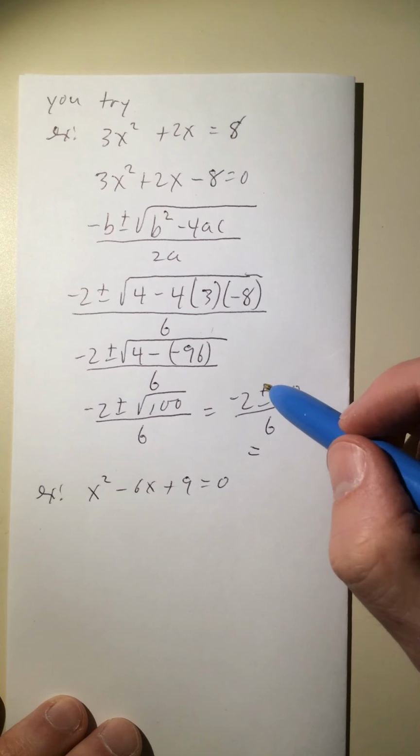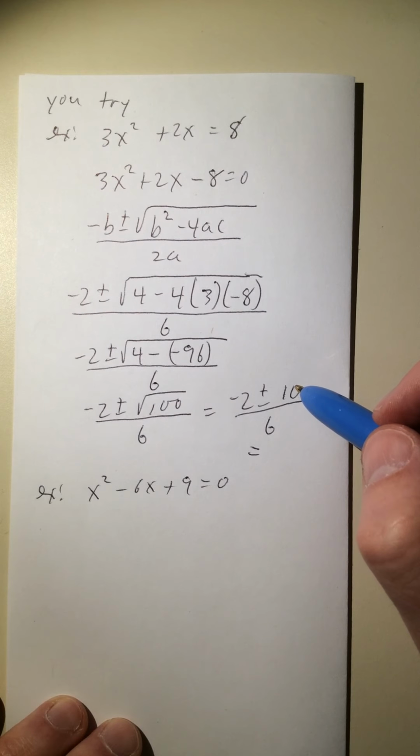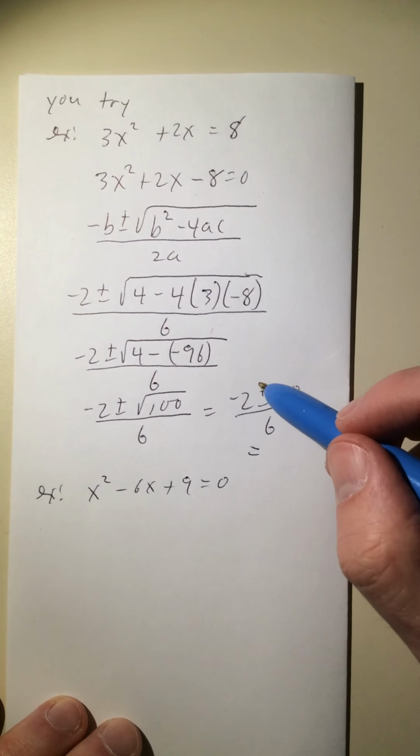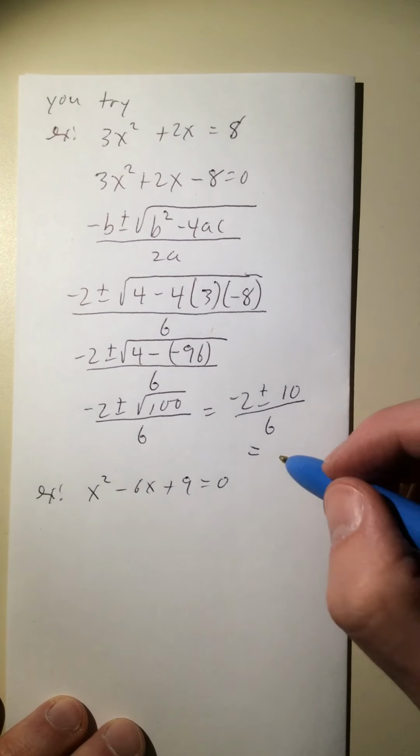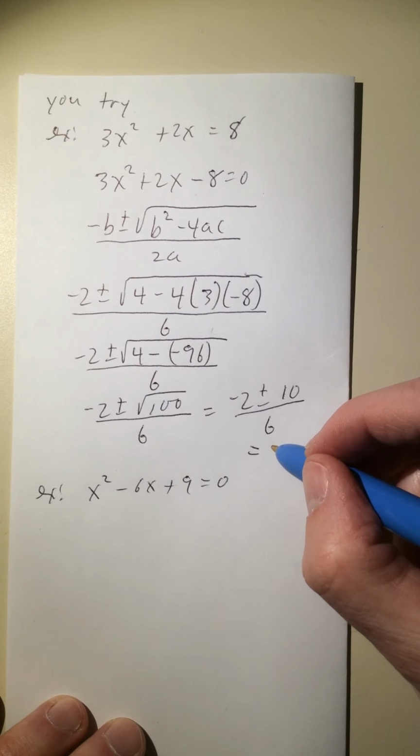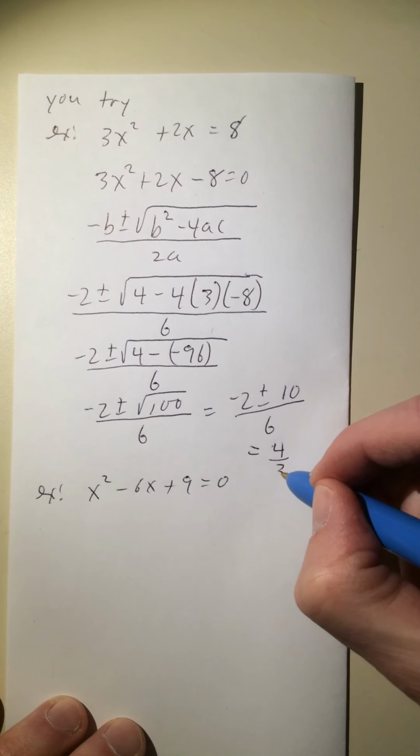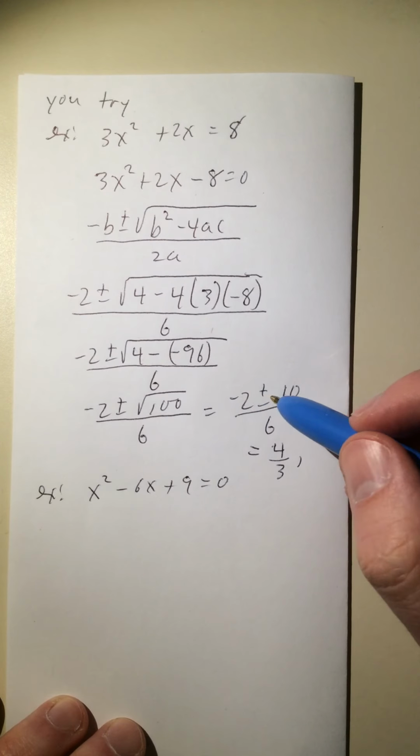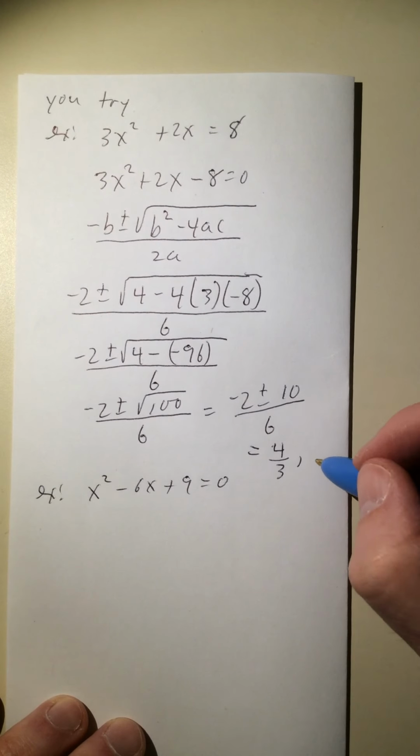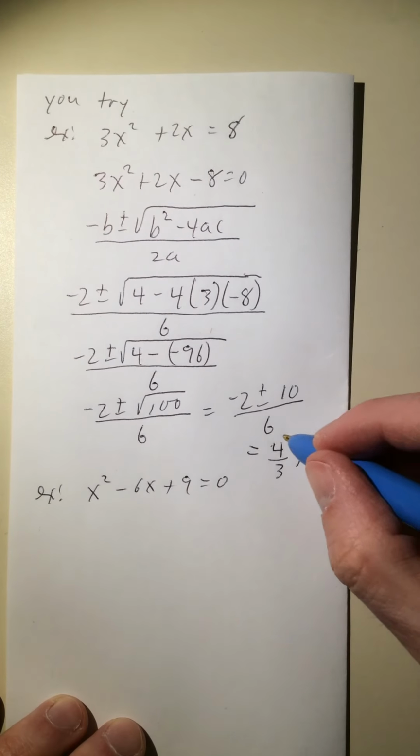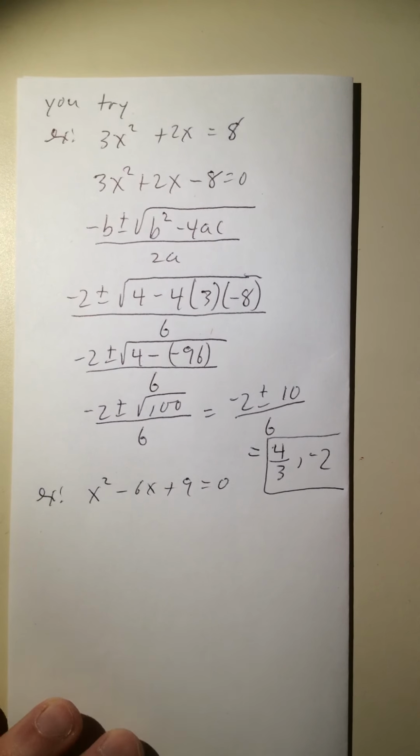So negative 2 plus 10 is 8, right? Negative 2 plus 10, you owe $2 and you have 10, is 8. 8 over 6 is the same as 4 over 3 when you reduce the fraction down. And negative 2 minus 10 is negative 12, divided by 6 is negative 2. Those are your two answers. Hope you got them both.